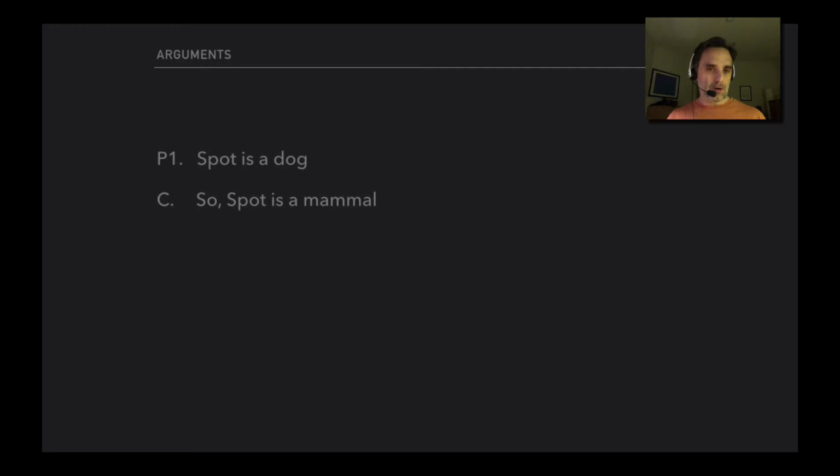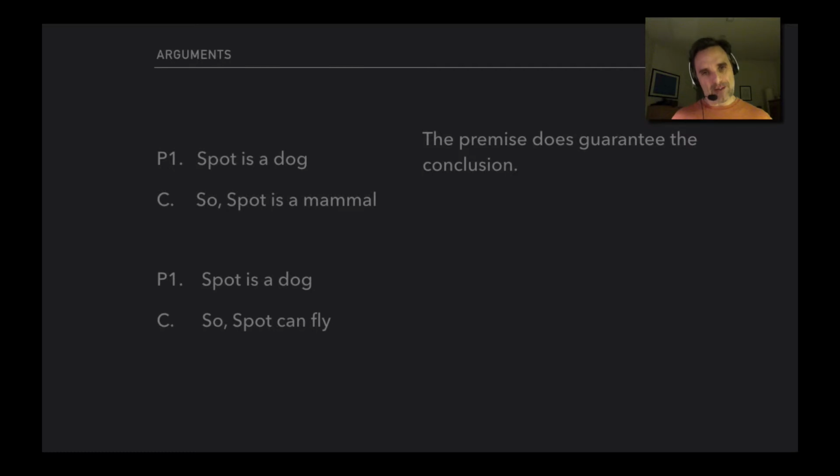Well, here's an argument. You might think: premise 1, Spot is a dog. Conclusion, Spot is a mammal. You might think, hey, this is a good argument. The premise does guarantee the conclusion. But it's not a perfect argument. It's still missing something. It's still lacking. And a way to see that is to compare the first argument with this second argument.